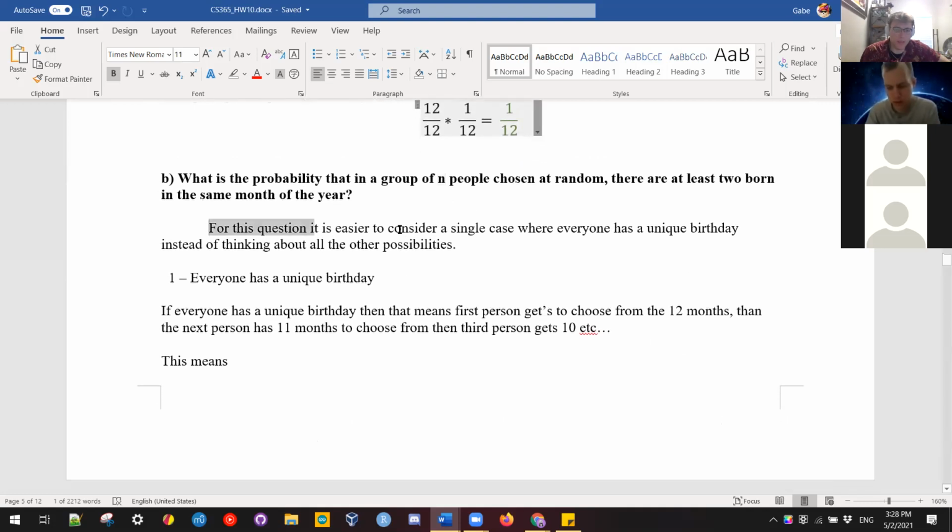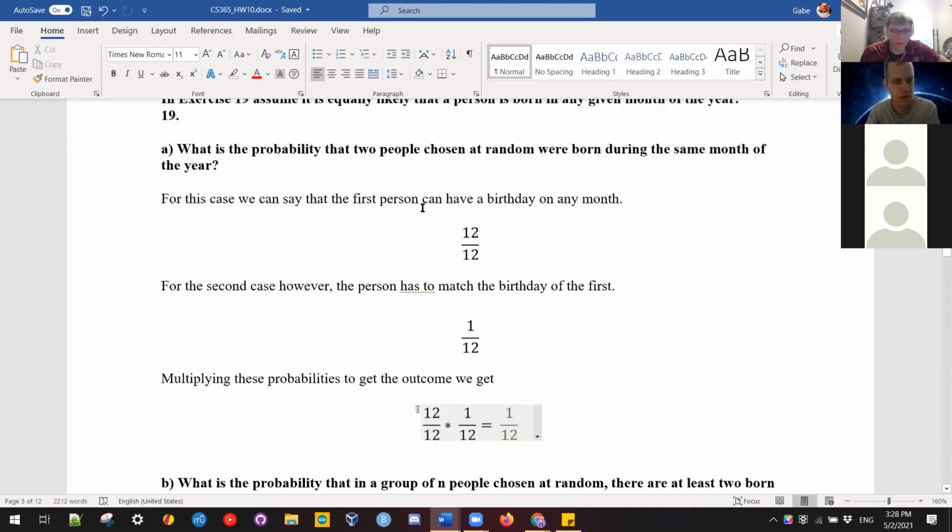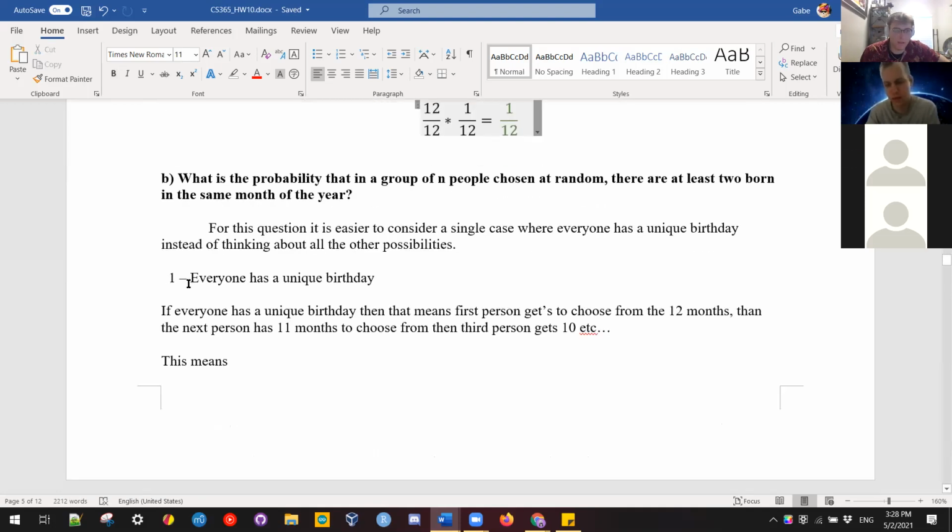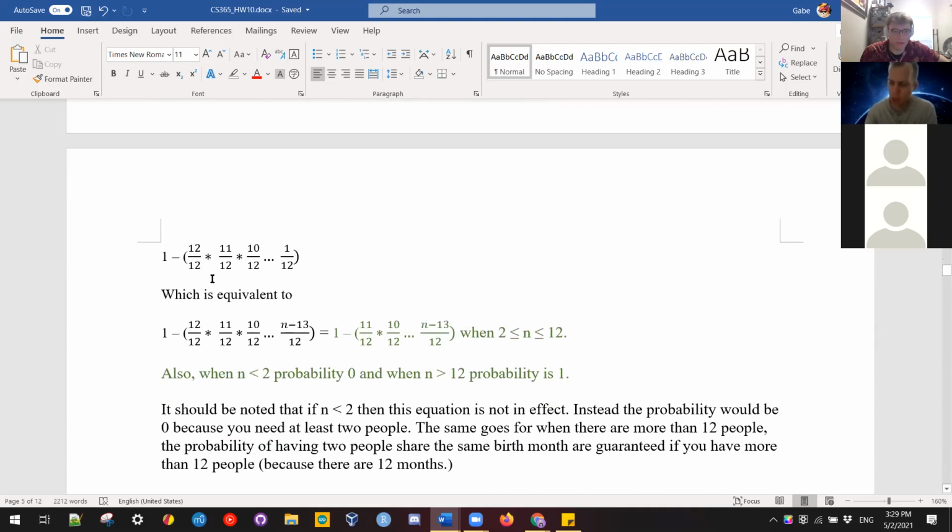And so instead of considering every single possibility, just like the card problem, we could just do 1 minus the probability that everybody has a unique birthday. If everybody had a unique birthday, then the first person would choose January, then the next person would choose February, then March, et cetera. That would leave the next person with n minus 1 chances. The first person gets the first pick, the second person gets to choose whatever, third person, all the way down. And so you get this equation here, which could be reduced to this, and then you have that range.